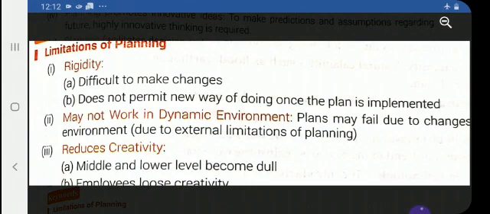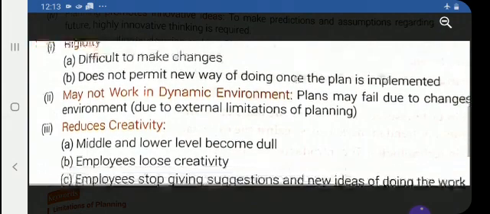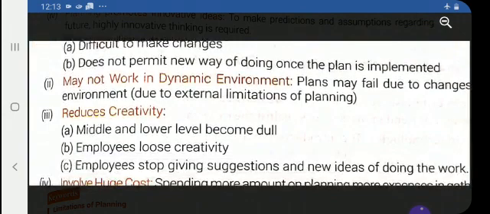and it becomes very difficult to forecast these future changes, and the plan may fail if the changes are very frequent. See, now the current situation was never planned in the past, that this period was going to come in 2020. All the businessmen are suffering due to these unexpected changes in the environment, that is the spread of COVID-19. So these are all things that cannot be planned in advance. So we can say that it may not work in a dynamic environment.